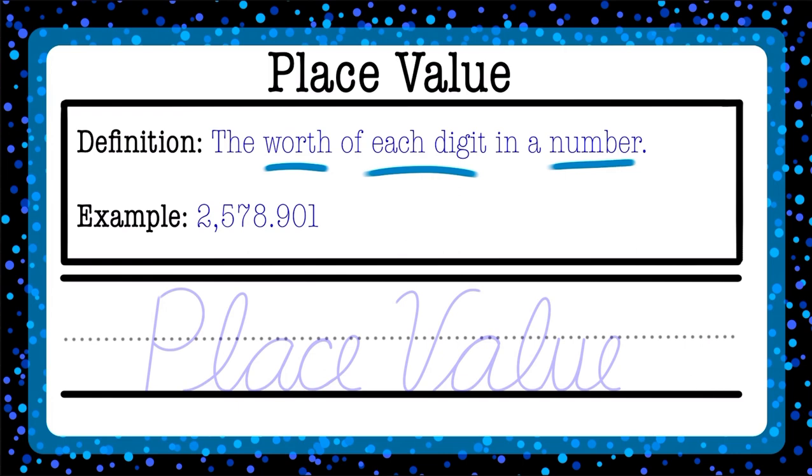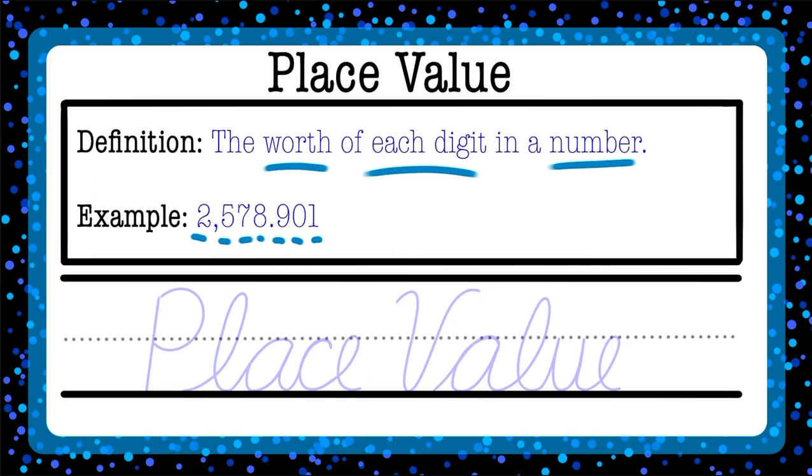So this number says 2,578 and 901 thousandths. When I break this number apart, I can tell which each place value is. So the 2 is in the thousands, the 5 the hundreds, the 7 the tens, the 8 the ones. This little dot is a decimal. Then we're going to move on to the 9, which is in my tenths place, my 0, which is in my hundredths place, and then my 1, which is in my thousandths place.